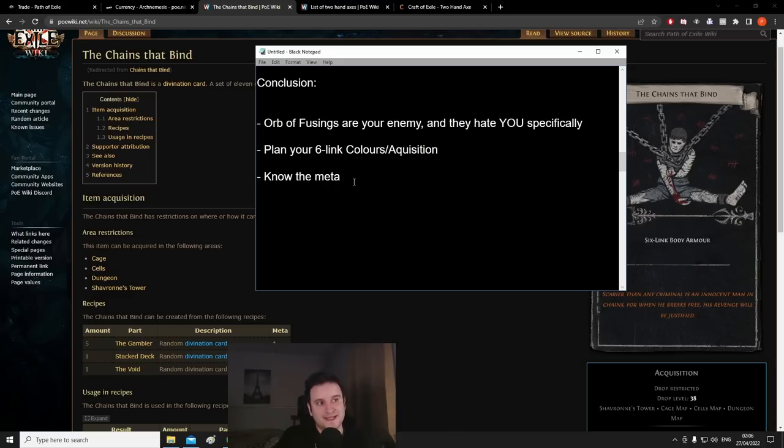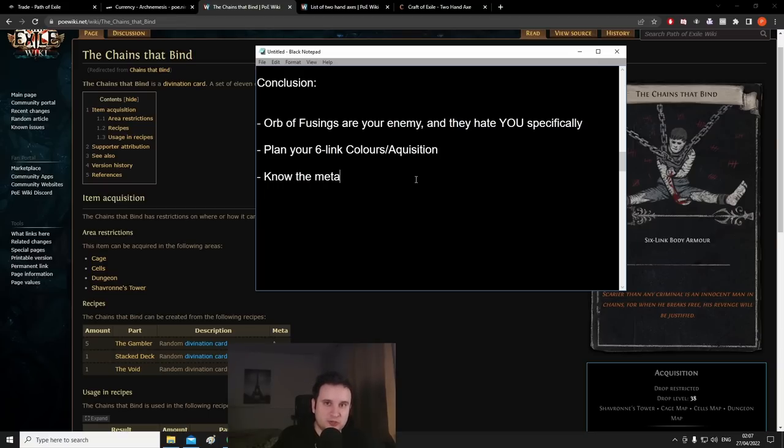And if, for example, a build that everybody wants to play has a certain base armor that you want as well, or even a unique that you want as well, you can maybe make a plan B around it, or maybe even pivot your build completely. That doesn't only go for 6-links, but I just wanted to include it. Overall, I hope this video could help you out. Maybe I could give you some inspiration.